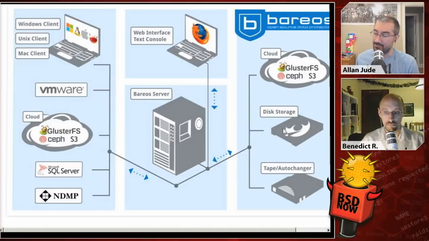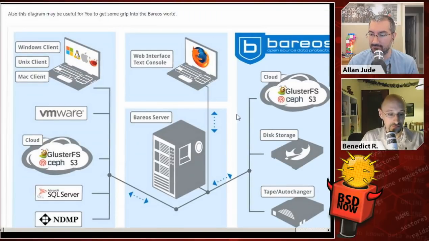Or you can even do spool to disk. So because disks are faster, you do the backup over the network to the disk to get it finished. And then over time, write it out to the slower tape drive. Yep, so it trickles down. Yeah. And then there's a web UI where you can control it all from your browser. Oh, nice.